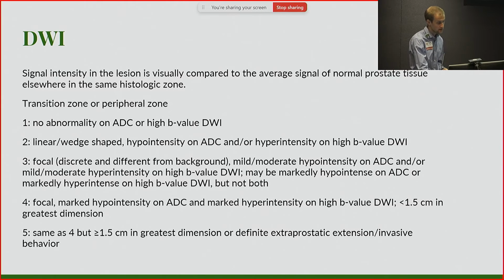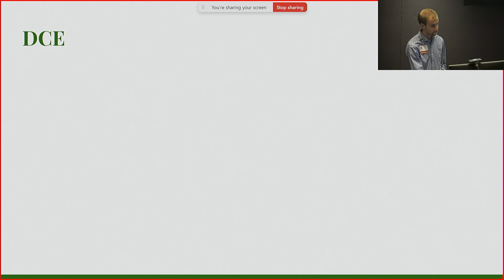For the DWI, diffusion-weighted imaging, you're looking at something that's going to be bright in either the transition or the peripheral zone, ranging from no abnormalities to something that is very bright on the DWI and very dark on the ADC. If you have something that fits those criteria, again a little bit based on size and also location, this is the general scale that they use for the DWI.